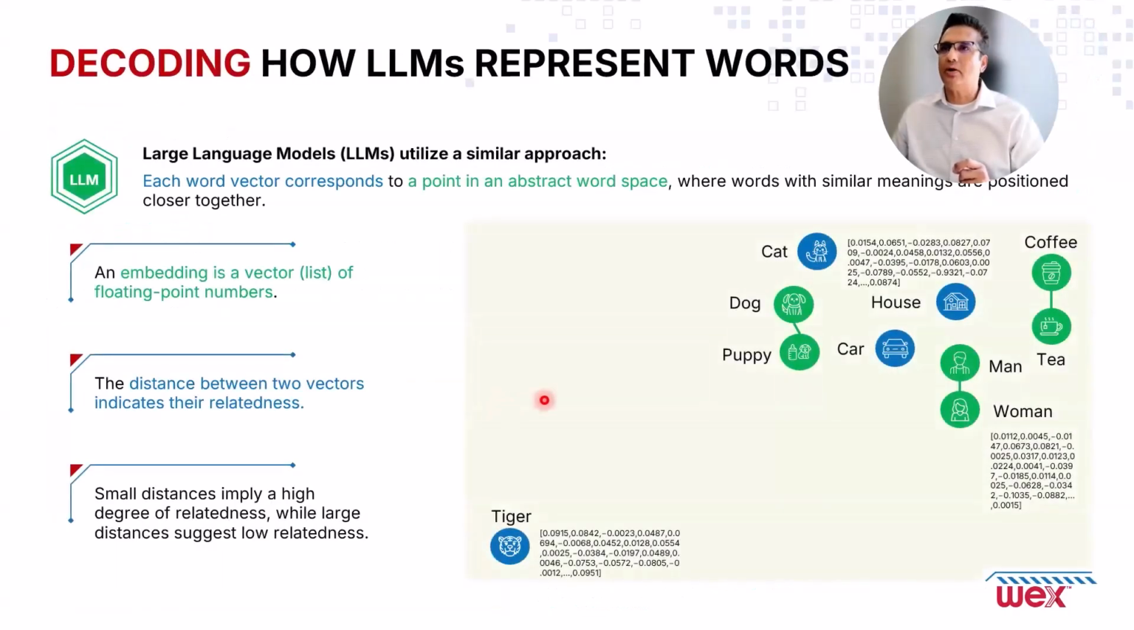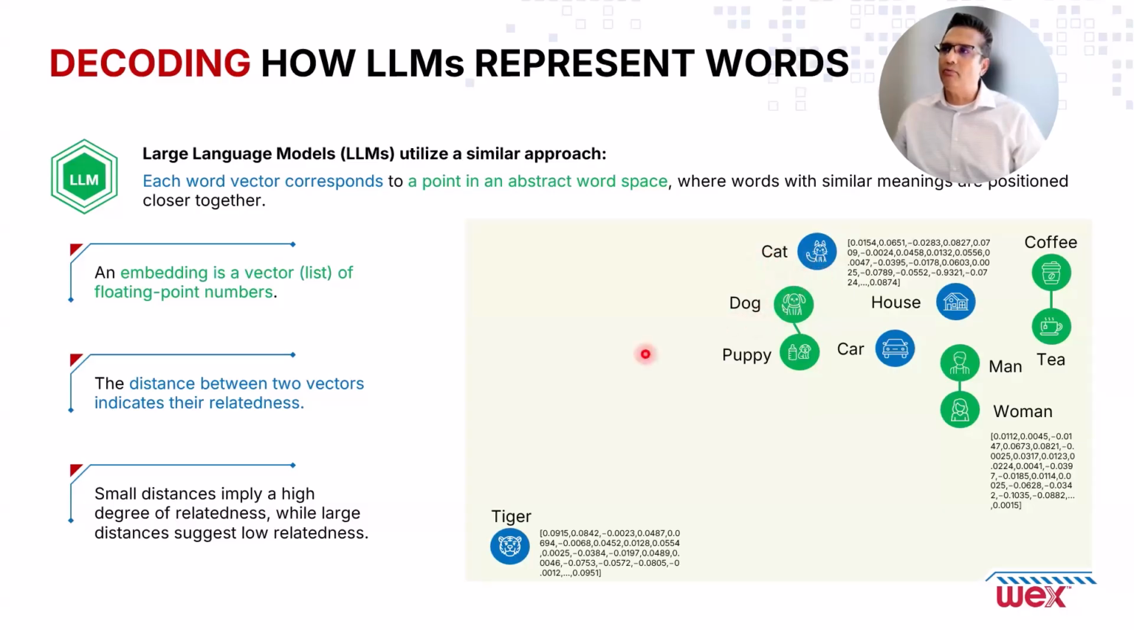Now, in a large language model, each word corresponds to a point in an abstract word space, and I'll show you what that word space looks like. In that abstract word space, all words are represented by numbers, and those numbers determine the relatedness of each word. Meaning, some words are closer to each other, and some words are far away from each other. So if you look at this diagram here, a word like cat and a word like dog are placed closer to each other.